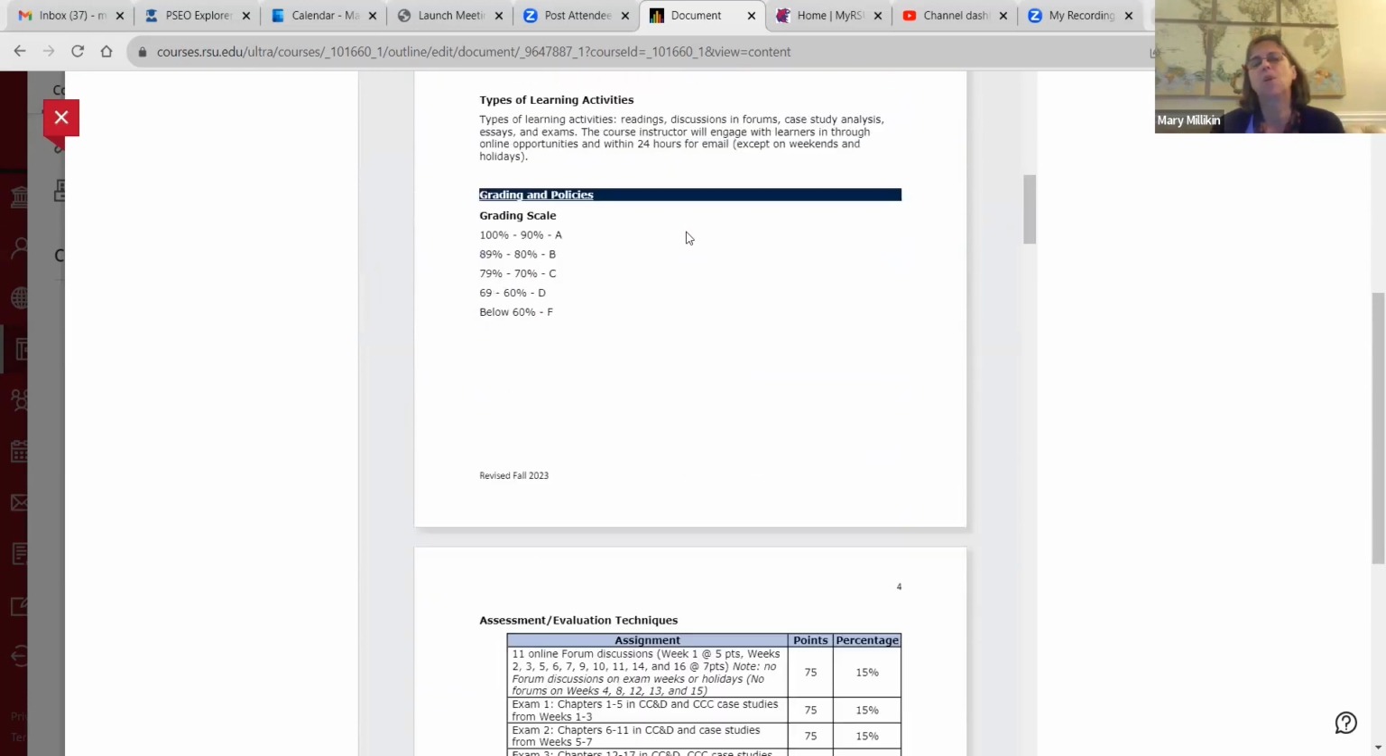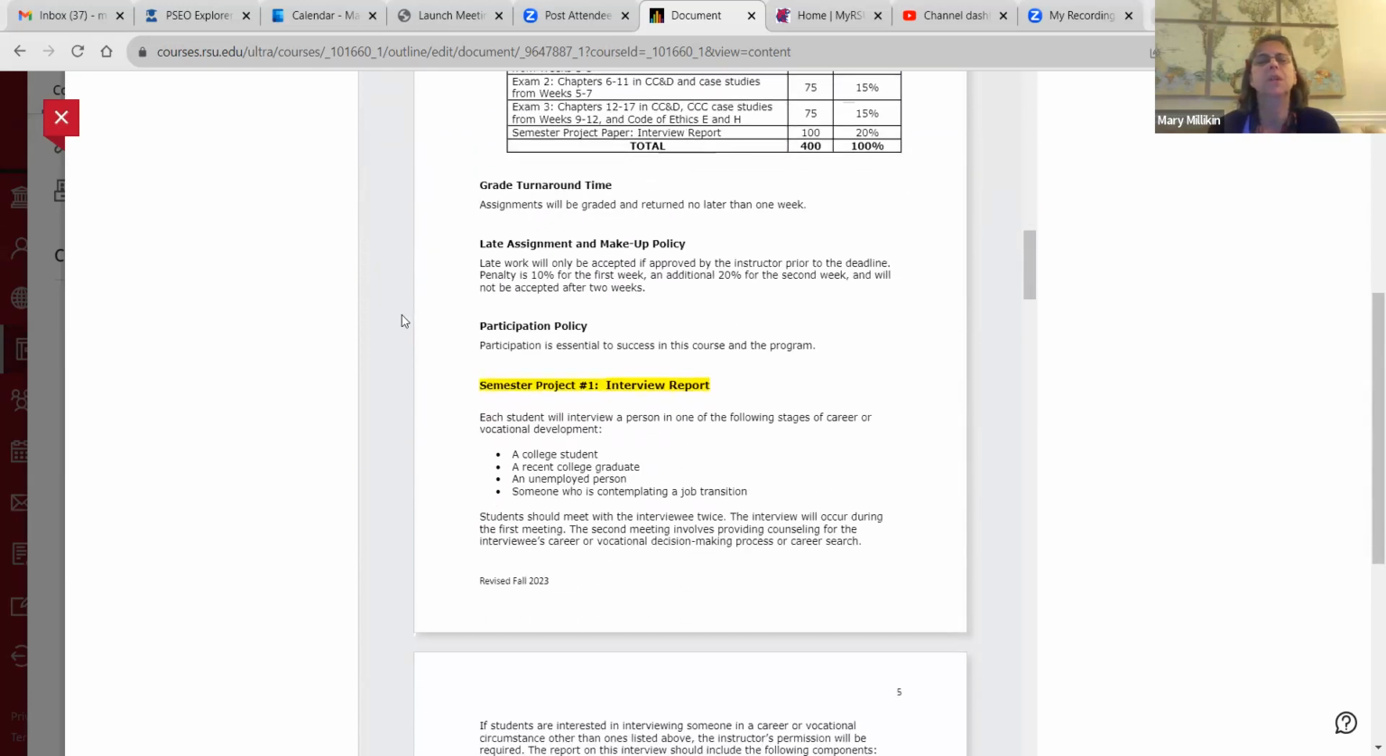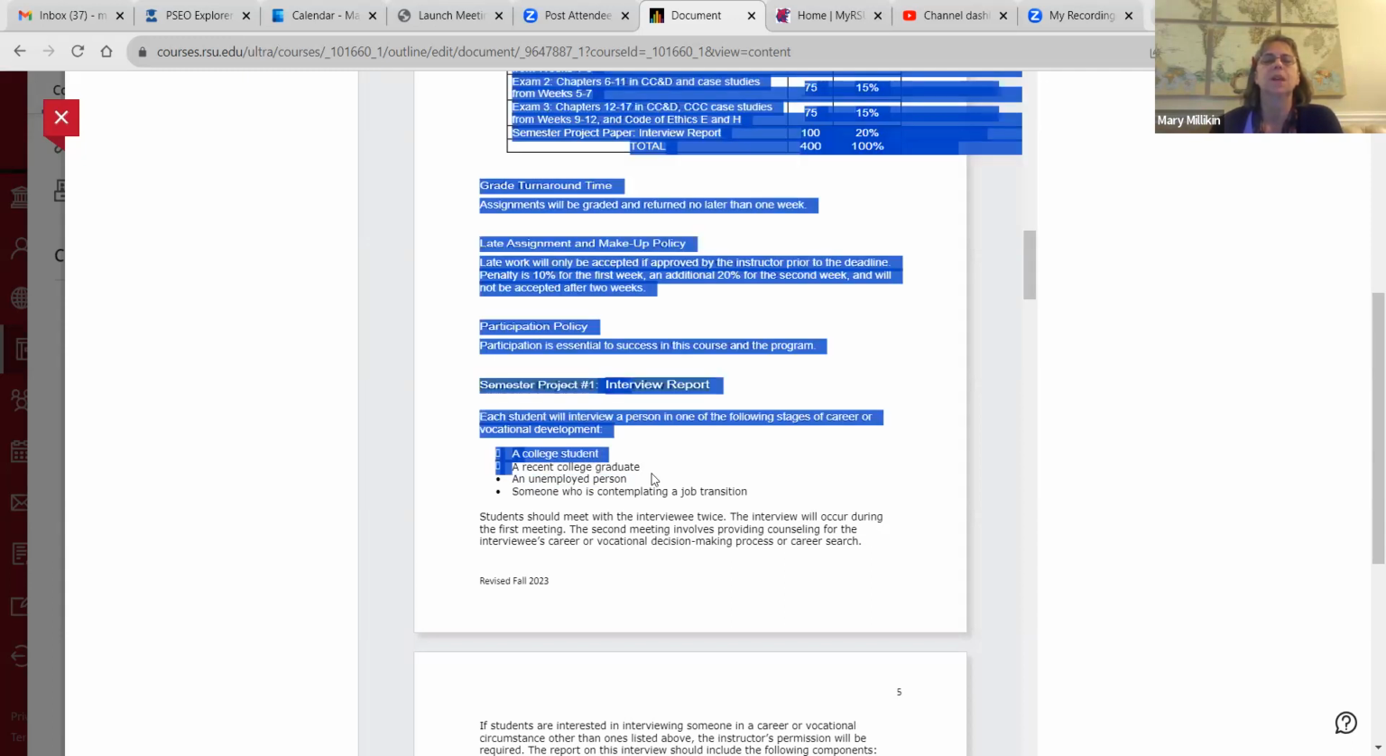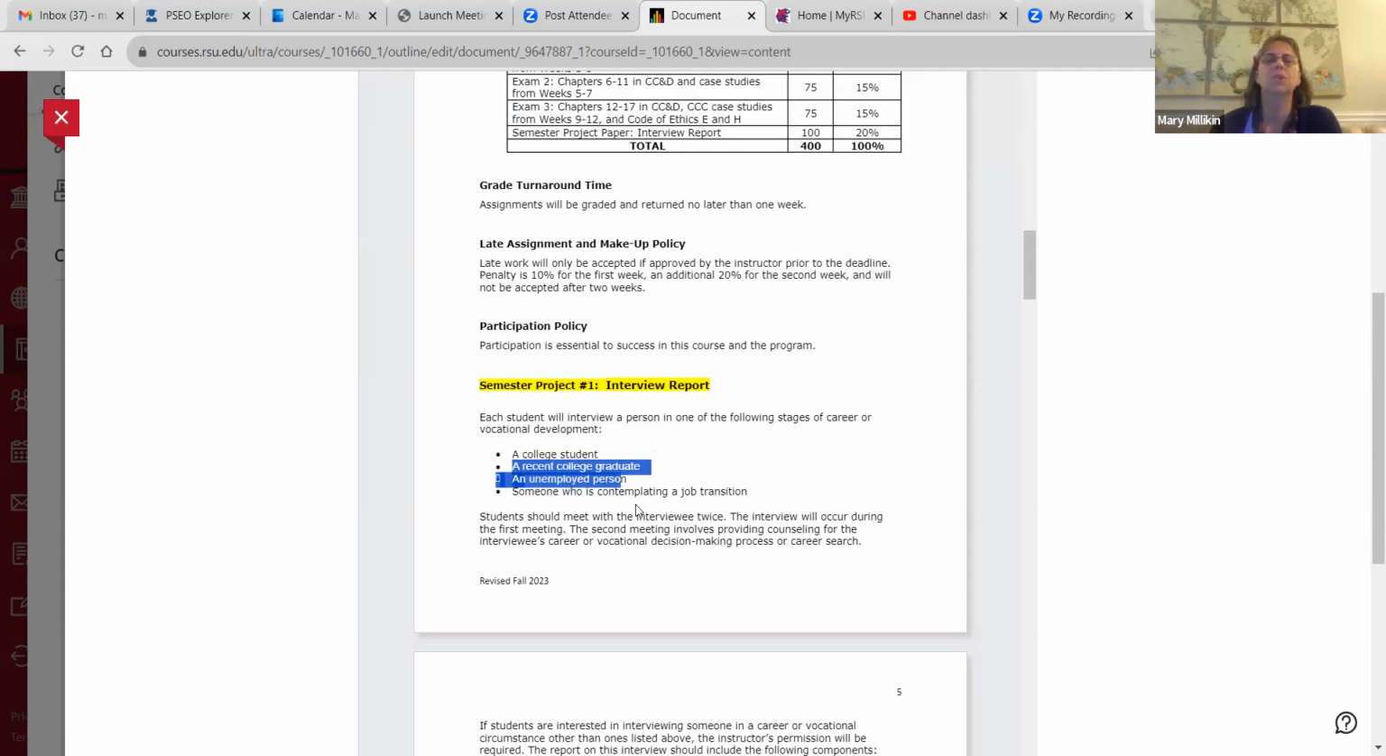Going to page 4, you will see, bottom of page 4, Semester Project 1 Interview Report. There's only one semester project, and this is it. For your semester project, you are to interview a person of your choice in one of the following stages of career or vocational development: either a college student, a recent college graduate, an unemployed person, or someone who is contemplating a job transition.